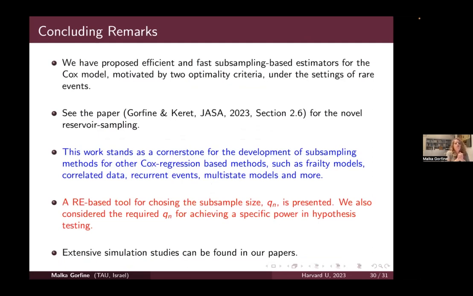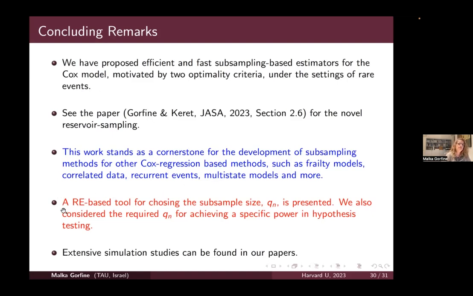Some concluding remarks. We have proposed efficient and fast subsampling-based estimators for the Cox model, motivated by 2 optimality criteria under the setting of rare events. Please refer to our paper for the reservoir sampling. We believe that this work stands as a cornerstone for the development of subsampling methods for other Cox regression-based methods, such as frailty models, correlated data, recurrent events, and multi-state models, and more.